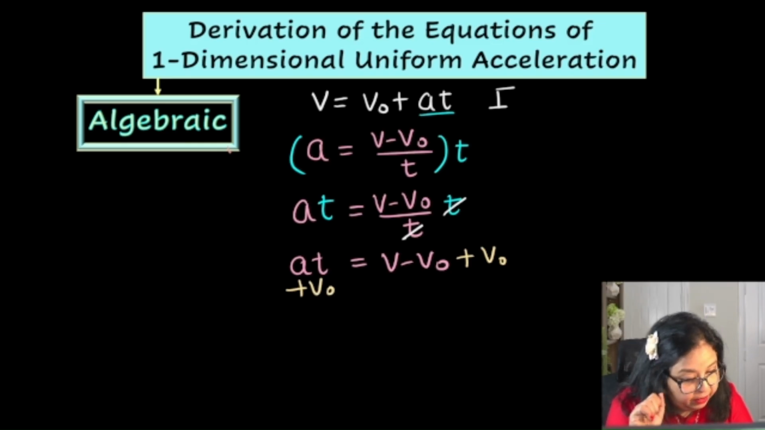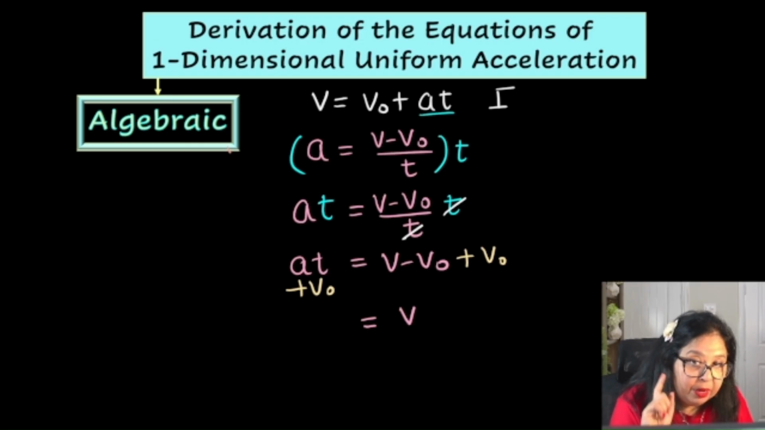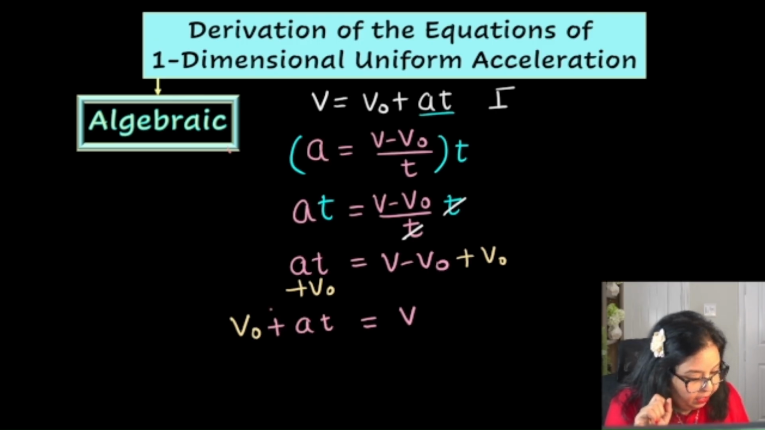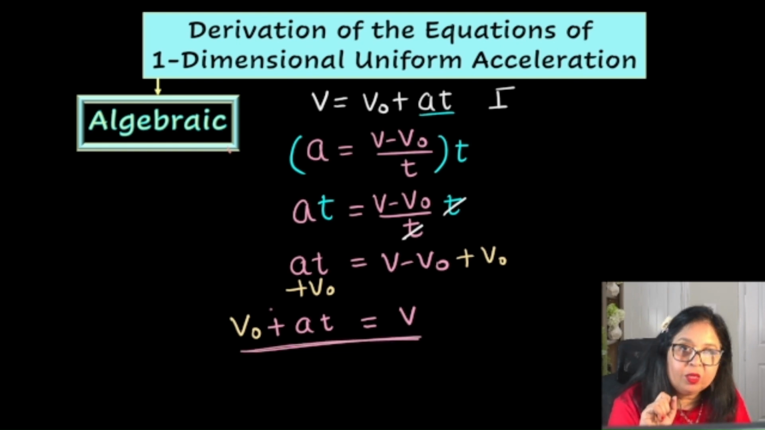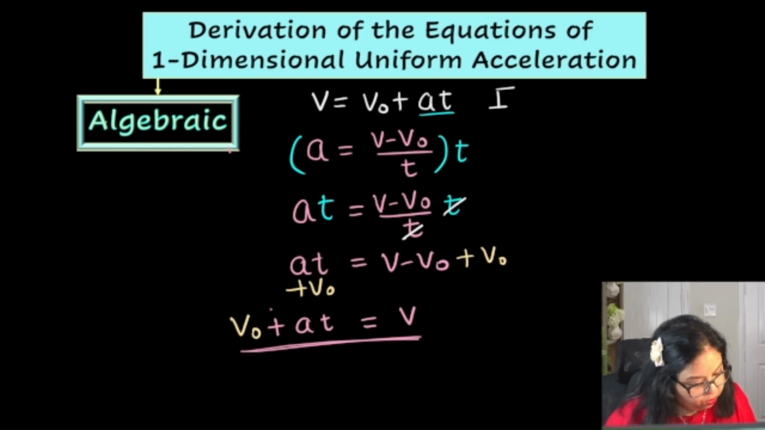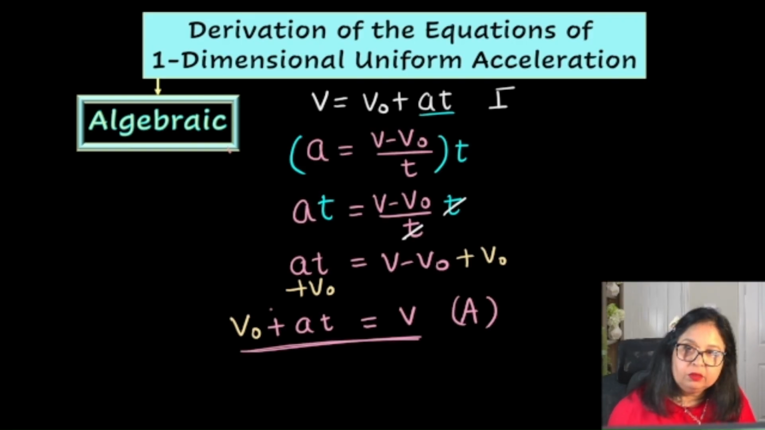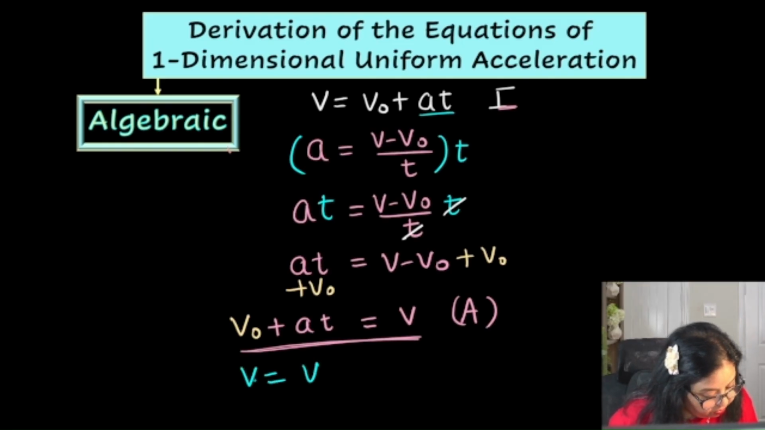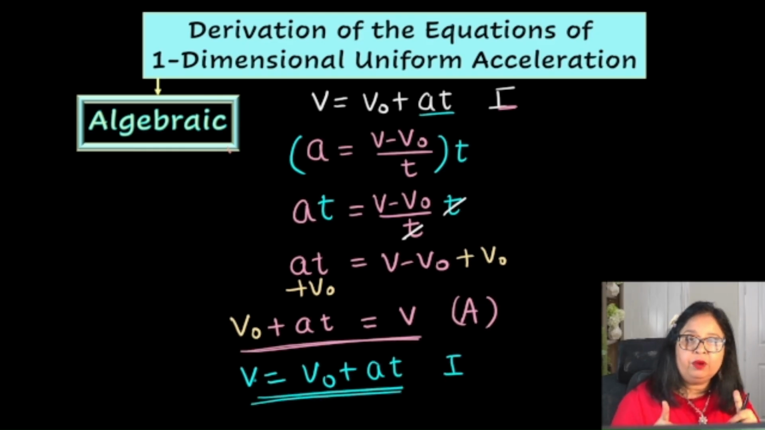And when you do so, what do you get? You get v alone by itself on the right-hand side, and the left-hand side becomes v naught plus at. Now compare this equation with equation 1. All you have to do is what? Swap left and right-hand side of this equation that we just got. Call it equation uppercase A. Swap left and right. What do you get? You get equation number 1. So here's your equation number 1, obtained algebraically. Go ahead and swap left and right and you get your equation number 1 derived.